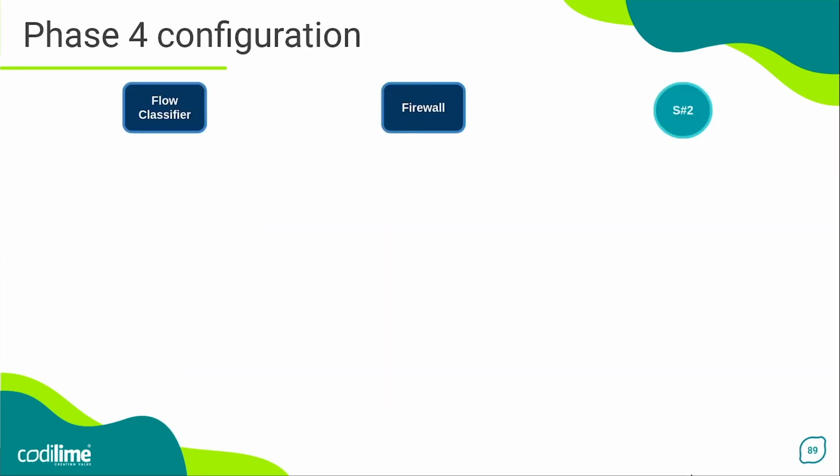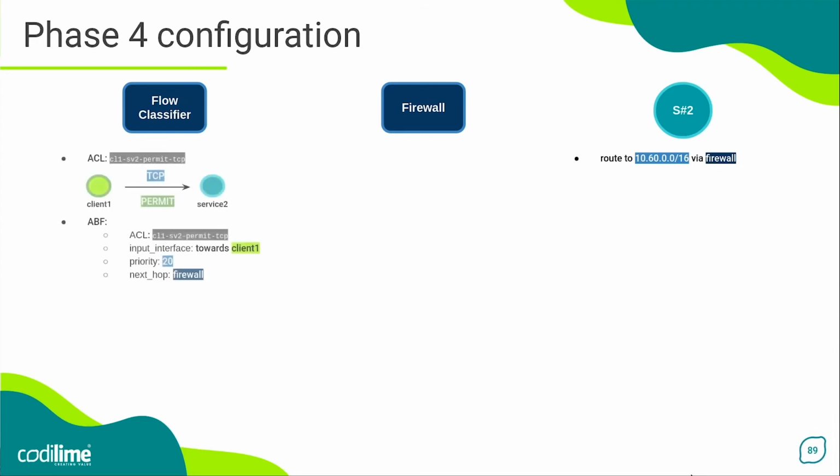Let's now discuss the configuration for this phase. The route to 10.60.0.0/16 via the firewall has to be added to the service 2 instance. On the flow classifier, we need to configure a new ACL that permits TCP traffic from client 1 to service 2. Next, a new ABF has to be created with the following parameters. ACL, the one we configured just a moment ago. The input interface is the one towards client 1. The next hop is the firewall, and the priority is equal to 20.